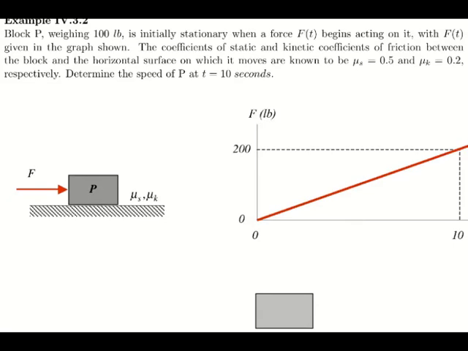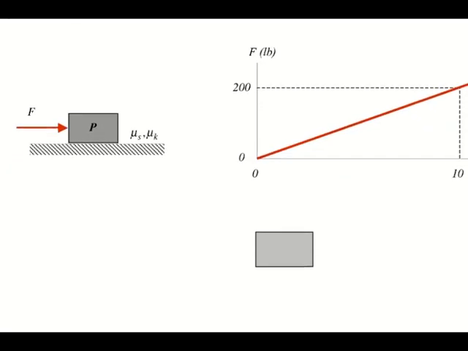So since we're looking for change in speed for change in time, we'll use the linear impulse momentum equation. But of course, we need to first look at our FBD. What forces do we have acting on the block? Well, we have weight, we have the normal force N, we have the applied force F, and we have a friction force here. Since the block is going to be moving to the right, then the friction force will oppose that. So that's acting to the left.